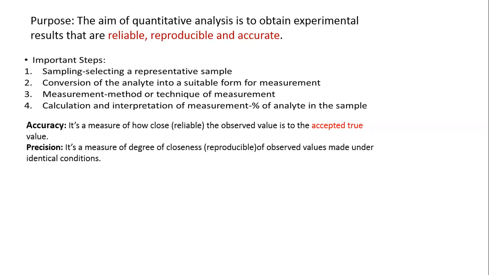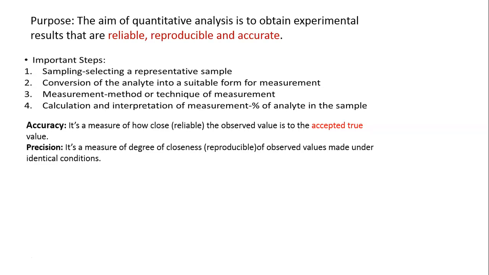There are 4 important stages of any analysis. Number 1 is sampling. Sampling is to select a representative sample for the analysis. For example, you may receive a sample in bulk, but that doesn't mean that you're going to analyze the entire sample. You will have to analyze a small amount of sample.